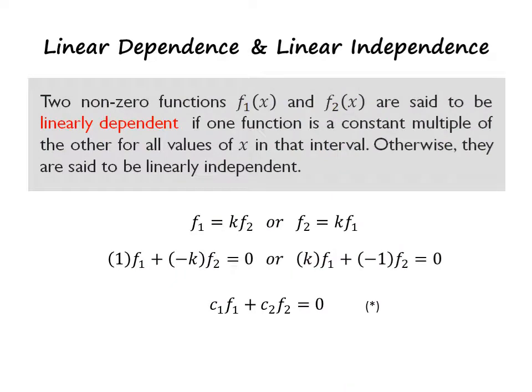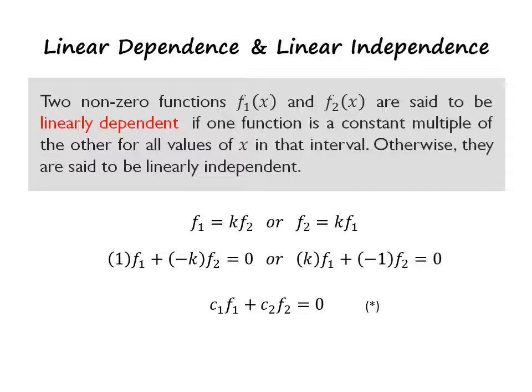Linear dependence and linear independence. Two non-zero functions, f1 of x and f2 of x, are said to be linearly dependent if one function is a constant multiple of the other for all values of x. Otherwise, they are said to be linearly independent.